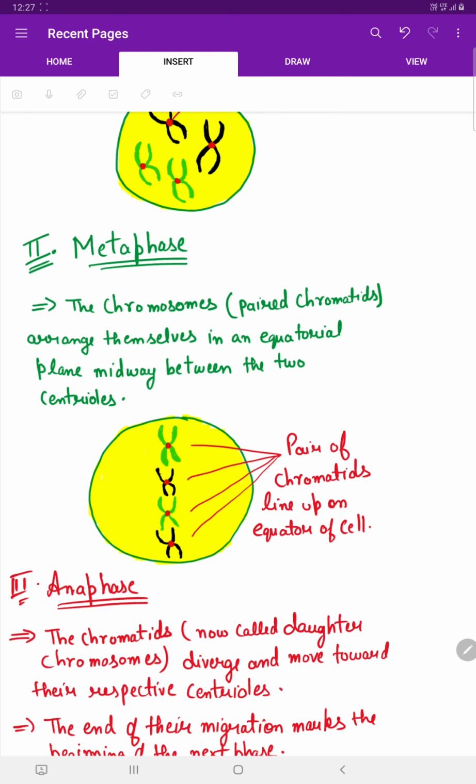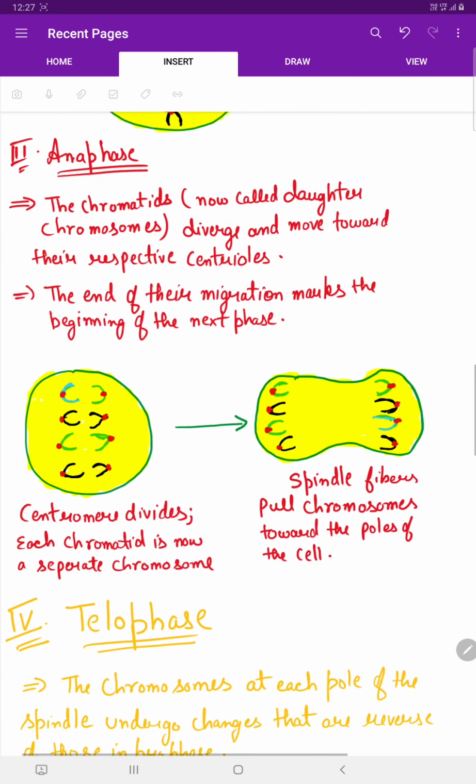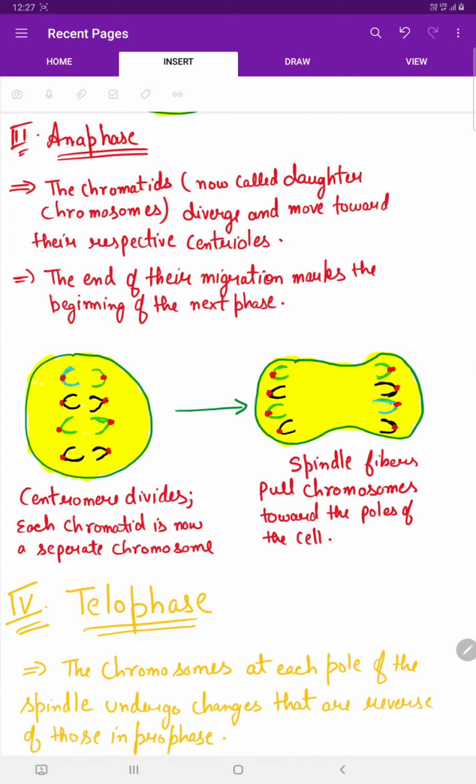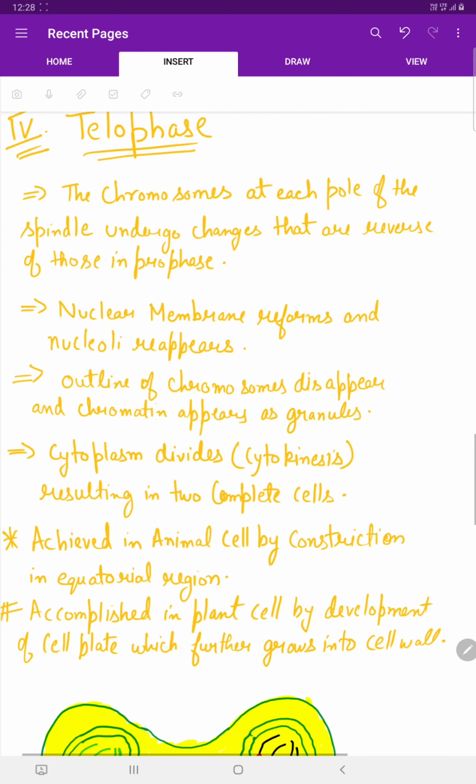The third one is anaphase. The chromatids, now called daughter chromosomes, diverge and move towards their respective centrioles. The end of their migration marks the beginning of telophase. So here you can see the separated chromatids from the centromere, they move towards the pole, and the spindle fibers pull chromosomes towards the extremities of the cell. So after this, the next phase begins, that is telophase.